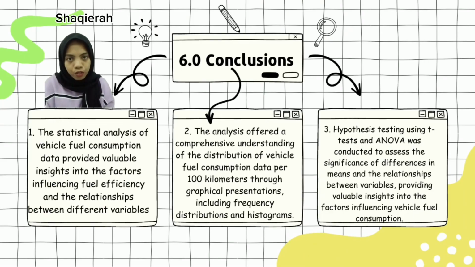Lastly, for our conclusions: the statistical analysis of vehicle fuel consumption data provided valuable insights into the factors influencing fuel efficiency and the relationships between different variables. Secondly, the analysis offered a comprehensive understanding of the distribution of vehicle fuel consumption data per 100 km through graphical presentations including frequency distributions and histograms. And lastly, hypothesis testing using t-test and ANOVA was conducted to assess the significance of difference in means and the relationships between variables.